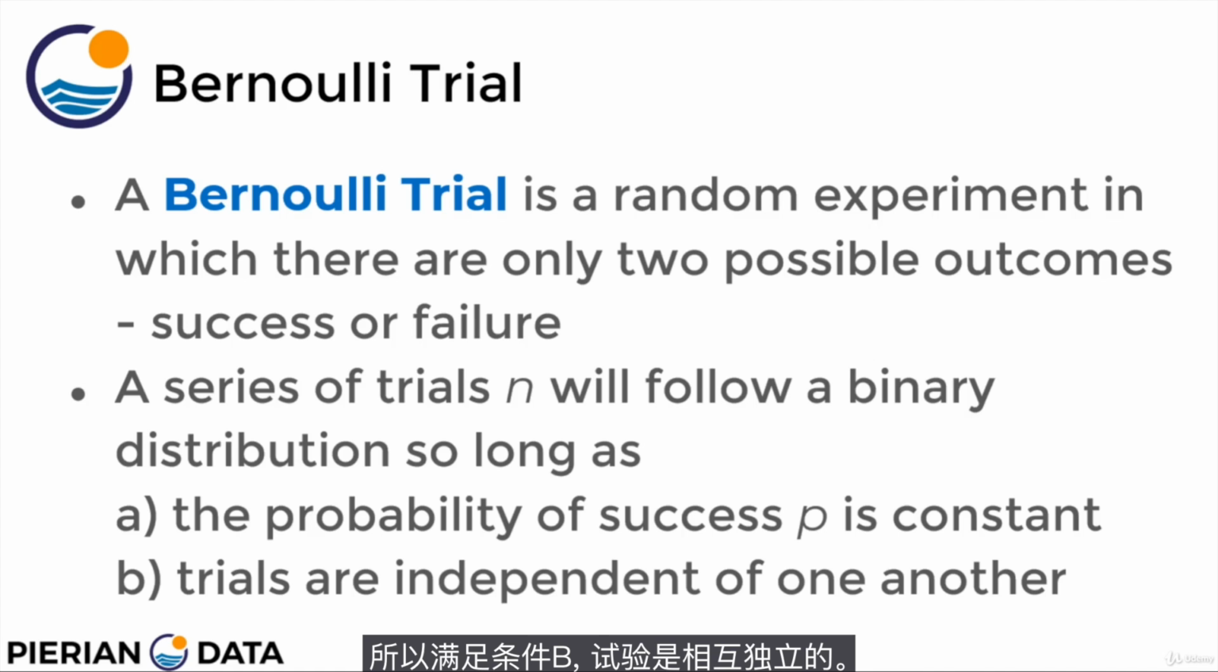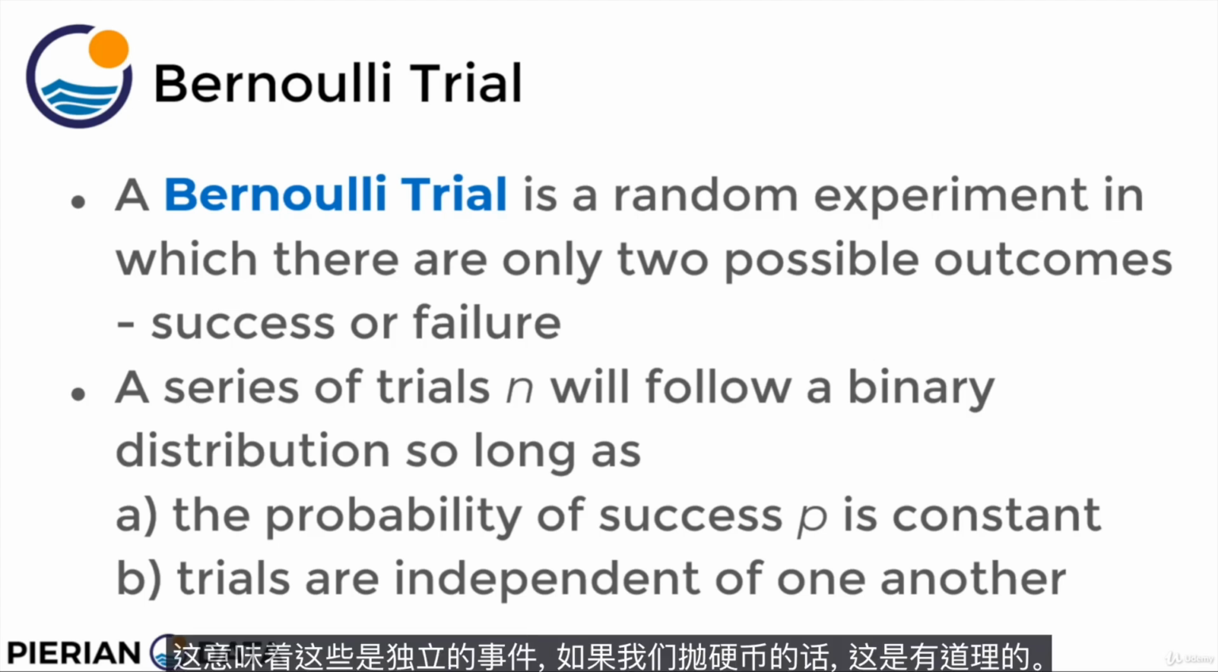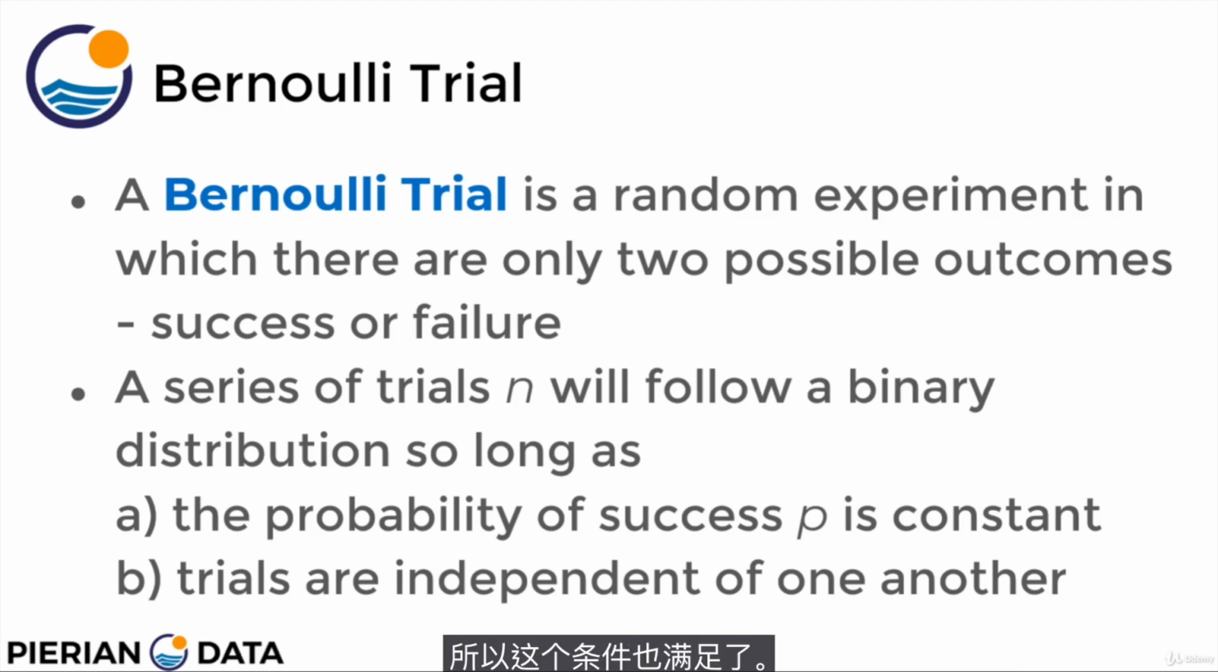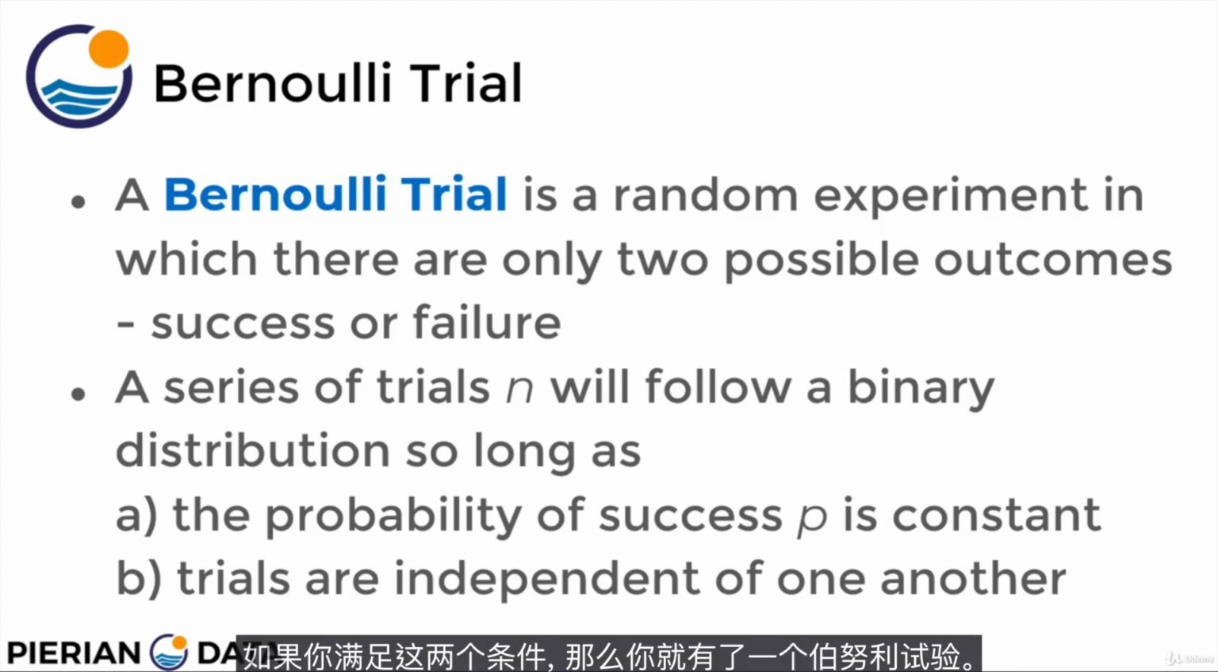Then for condition two, the trials are independent of one another. This one's really critical. That means that these are independent events, which makes sense. If we're flipping a coin, the previous coin flips have no effect on the future coin flips if it's a fair coin. So that condition is also met. So if you meet these two conditions, then you have a Bernoulli trial.